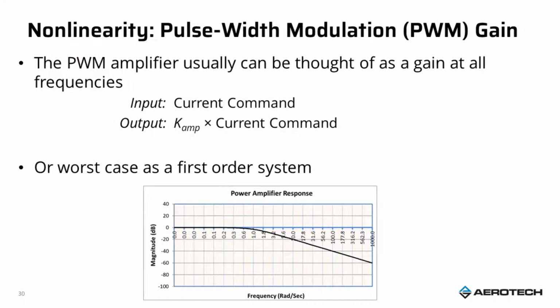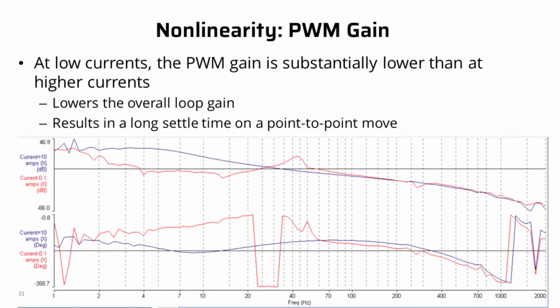So let's talk a little bit about some nonlinearities. One that commonly is not thought about is the gain of the PWM amplifier. Typically, we just think of this as current in times current out is just a linear scale factor. It's the gain of the amplifier. Or maybe at the most complicated, we think of it as, okay, there's some bandwidth to that system, so there's a roll-off, and it looks like a low-pass filter, and we use that in our modeling and in our mind when we do the tuning.